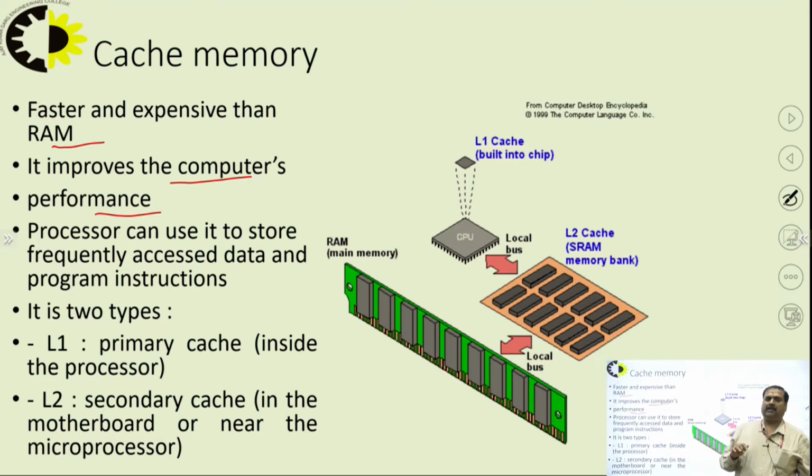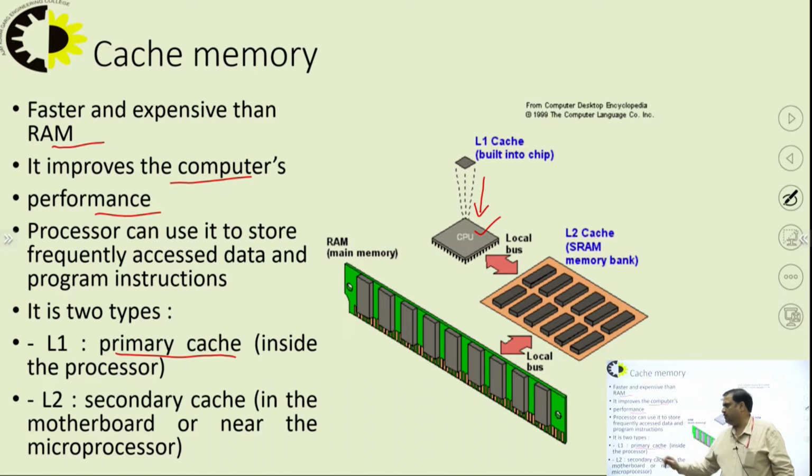Now different levels of cache are also there. One is level 1, or primary cache. This kind of cache memory is installed within the CPU. The CPU has its own part of cache memory along with the CPU registers. Such a cache is called level 1 cache. That means it is the nearest to the processor, where a very small amount of data can be stored.